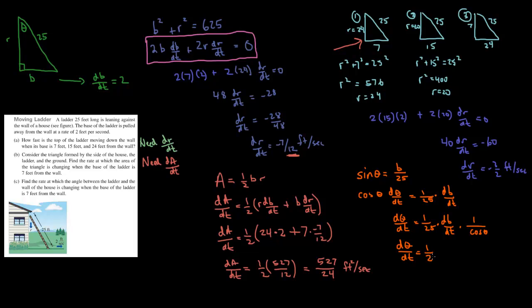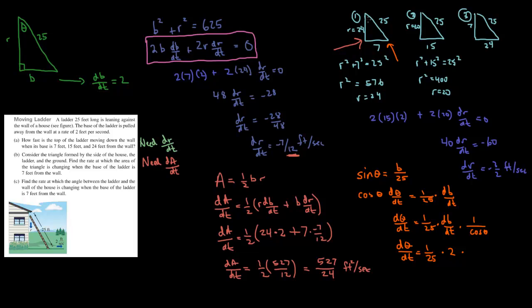We have 1 over 25, that's nice. Now what's dB dt? Well, that's 2. That's been 2 the entire time. Now what's 1 over cosine theta? What's secant theta in this particular situation? So it turns out, this is the case we're talking about here.